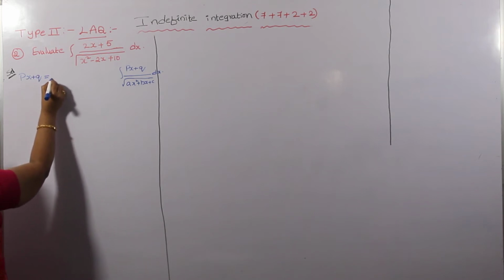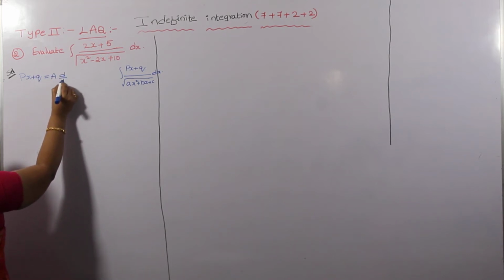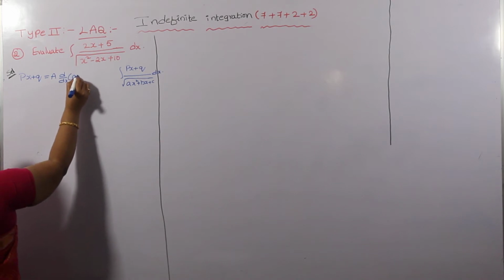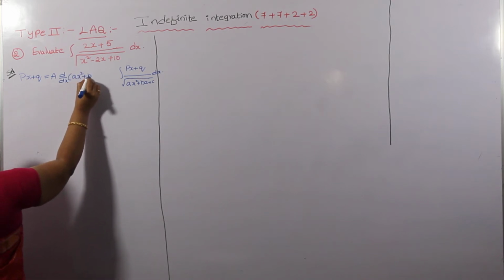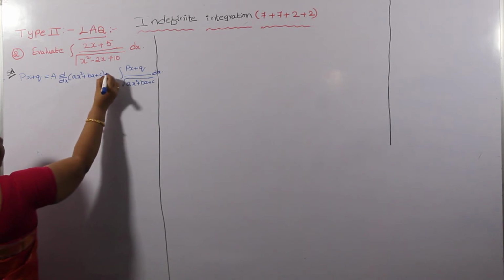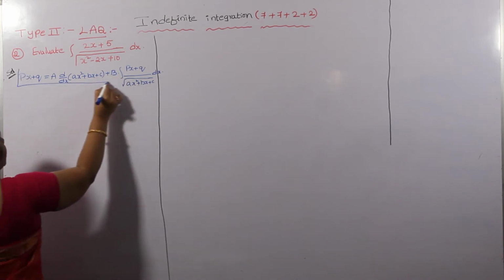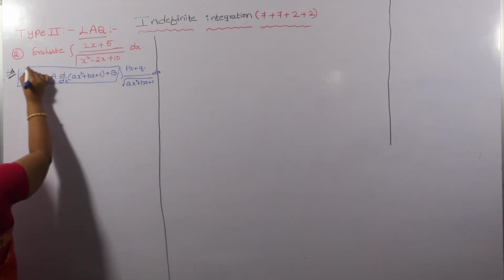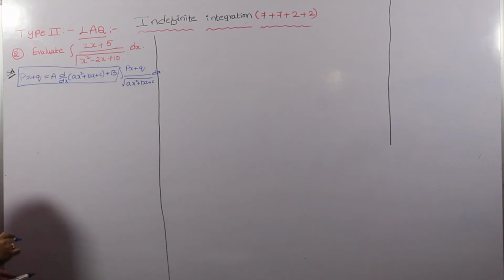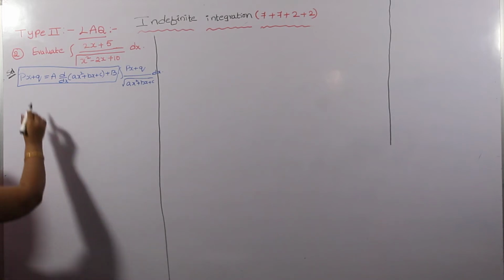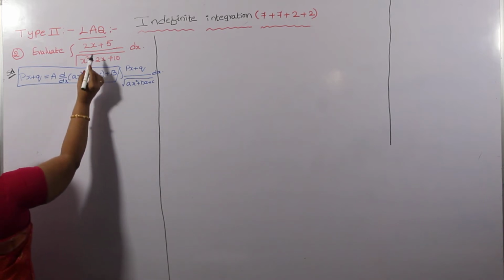Px plus q is equal to A into d by dx of ax square plus bx plus c, plus B. Okay. In type 2 also we are applying the same formula. Here px plus q is the linear expression. What is the linear expression?